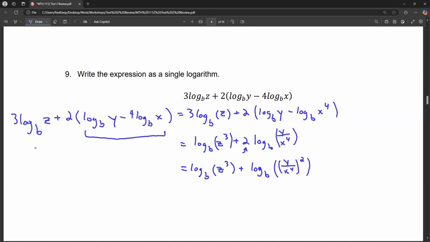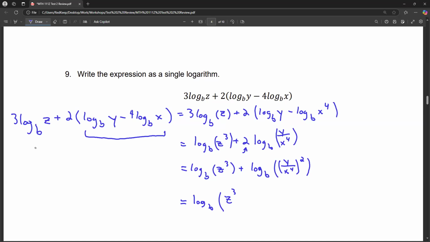Okay, so now we have addition of 2 logarithms with the same base. And so we can multiply the arguments, right? And write it as 1 log, log base b. It'll become z cubed, right, times this guy over here, y over x to the fourth, all of that raised to the power of 2.